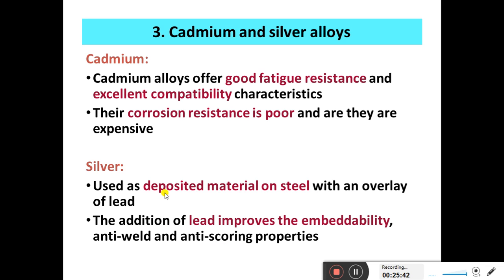Anti-scoring means anti-seizing. Scoring or seizing means when it is in contact with other surfaces, if there are any particles, it will seize the motion or it will seize the process. It will get stuck. That is called anti-scoring or anti-seizing.